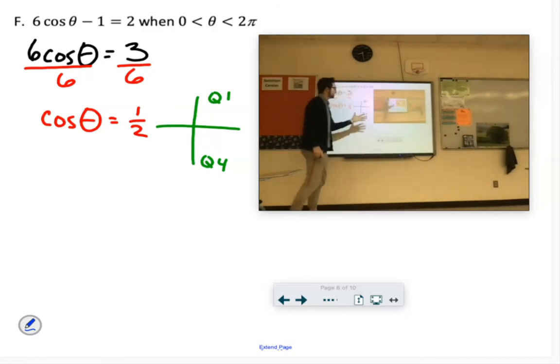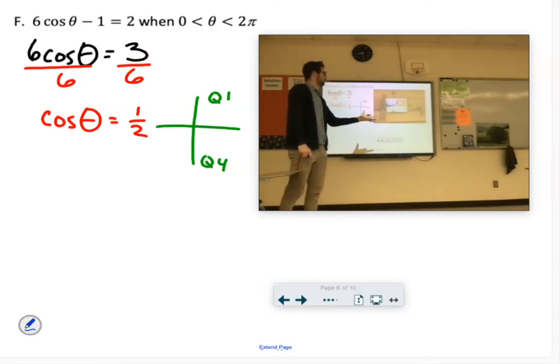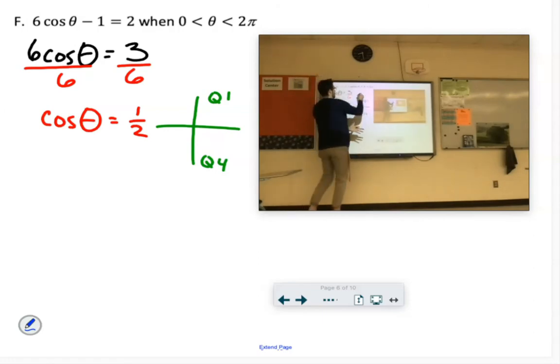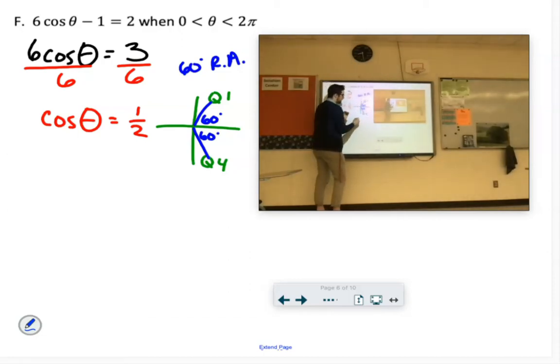So if the x is 1, that means we need to have one finger to the left of our put-down finger. So that would be a 60-degree referencing. That would be 60 degrees here, and 60 degrees down here. So 60-degree referencing on quadrant 1 would be 60 degrees. 60-degree referencing on quadrant 4 would be 360 minus the 60, which would be 300 degrees.